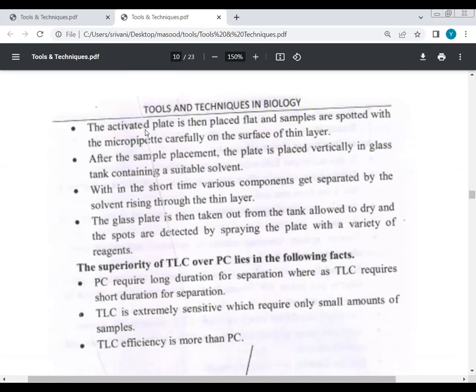See, the activated plate is then placed flat and samples are spotted with a micropipette carefully on the surface of the thin layer.